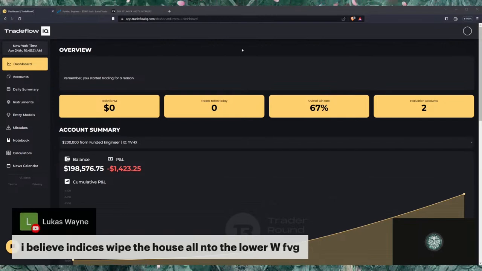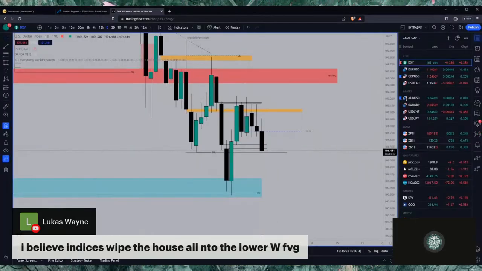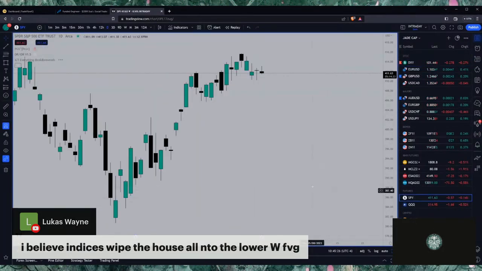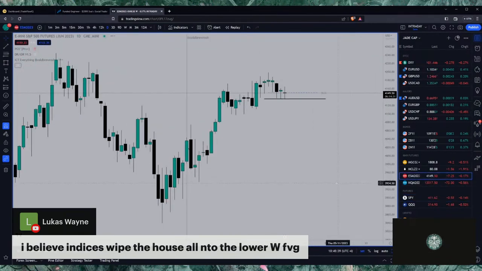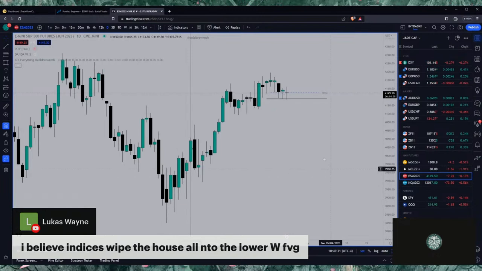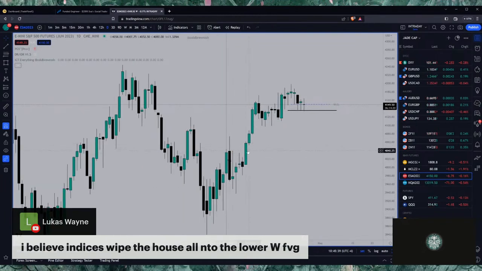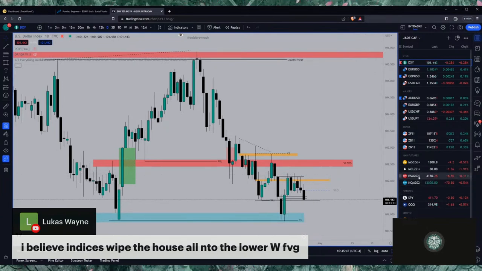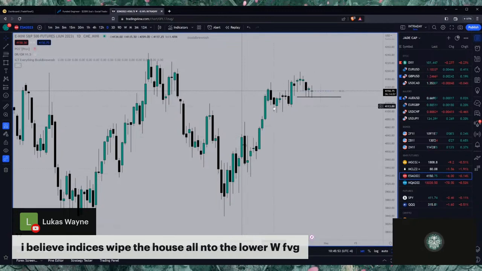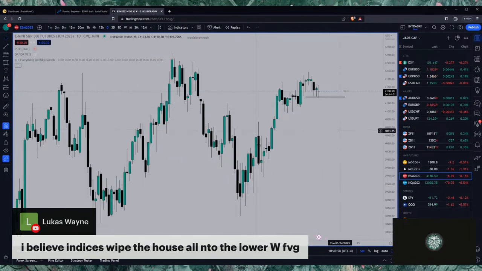I believe indices wiped the house into the lower weekly fair value gap. Let me just take a look at ES. I guess which fair value gap? Oh, you're thinking this one down here, huh? Yeah, I mean, that's definitely a possibility. They could definitely do that, right? Because we've already taken out the weekly high. But my thing is, the dollar looked bearish to me. Again, I'm not so much an index trader. So the correlation between the dollar and the indices, I'm not 100% well-versed in to say, if the dollar does this, now indices do this, right?